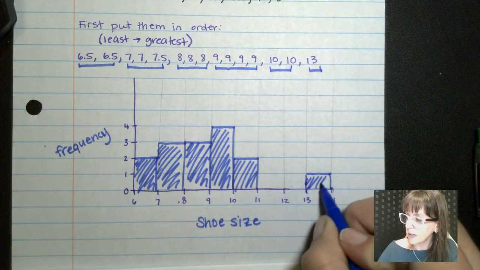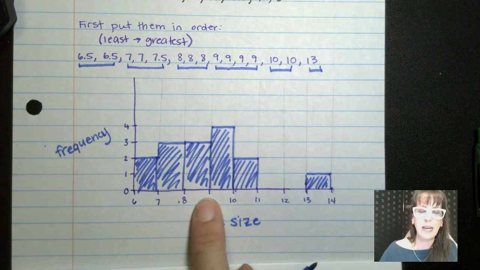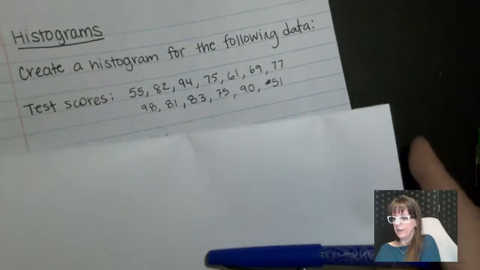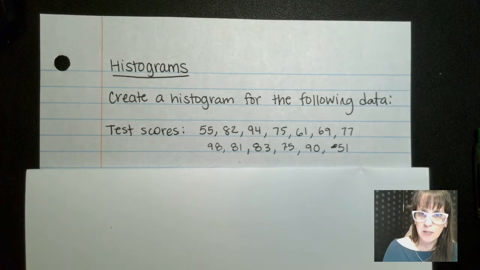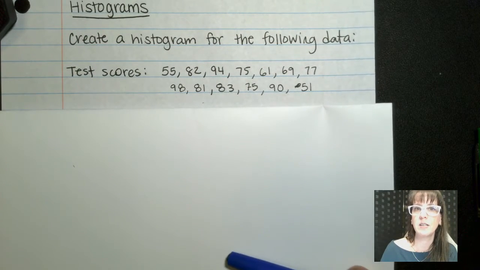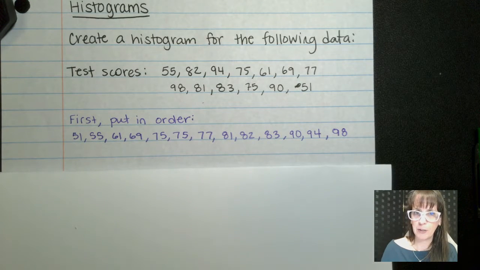Let's try another one, because the way I have this set up is 6 to 7, 7 to 8. You can also organize this data in a slightly different manner, so you may see it organized this way as well. All right, so we're going to create a histogram for the following data. We have a bunch of test scores here. The first thing I think is helpful is to put it all into numerical order. So I've gone ahead and done that for you.